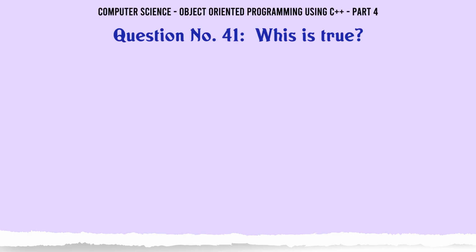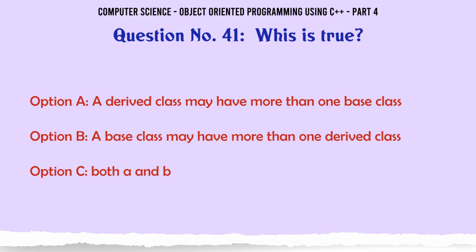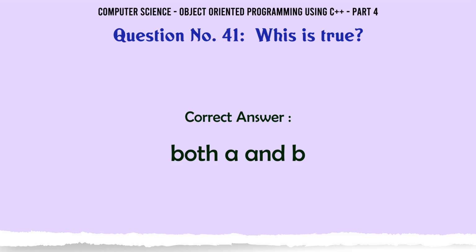This is true. A. A derived class may have more than one base class. B. A base class may have more than one derived class. C. Both A and B. D. Neither A nor B. The correct answer is both A and B.